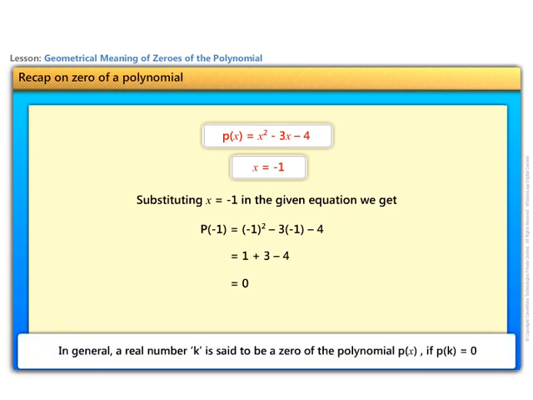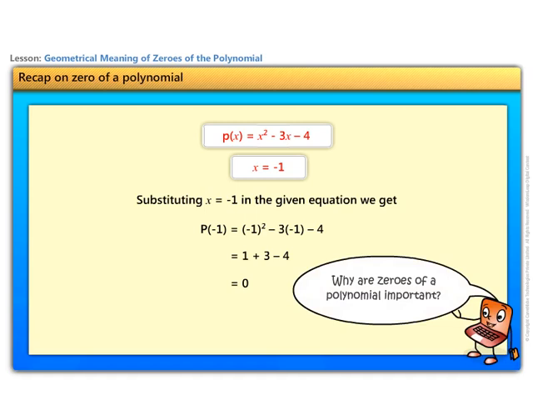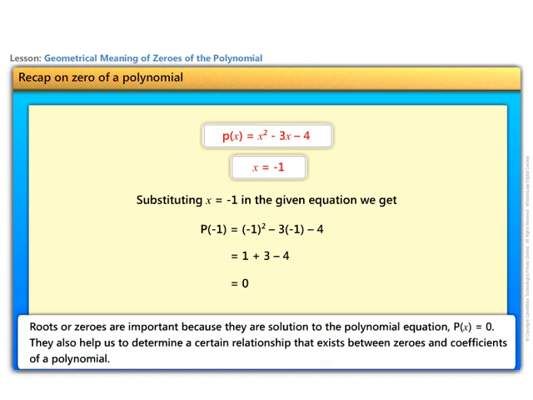In general, a real number k is said to be a zero of the polynomial p(x) if p(k) = 0. Why are zeros of a polynomial important? Roots or zeros are important because they are solutions to the polynomial equation p(x) = 0. They also help us determine a certain relationship that exists between zeros and coefficients of a polynomial.